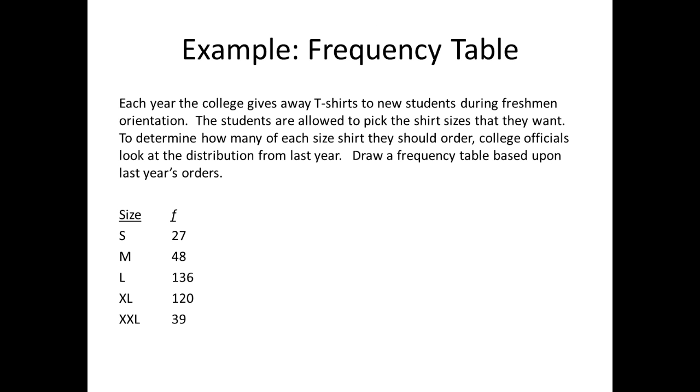Here's another example. Each year, a college gives away t-shirts to new students during freshman orientation. They get to pick the t-shirts they want. We need a frequency distribution table based on last year's orders. And you see in the lower left last year's orders. We had sizes small, medium, large, extra large, and extra extra large. And we had a frequency, so we gave away 27 smalls, we gave away 48 mediums, likewise 120 extra larges, and 39 extra extra larges. Now let's make a frequency table out of those data.